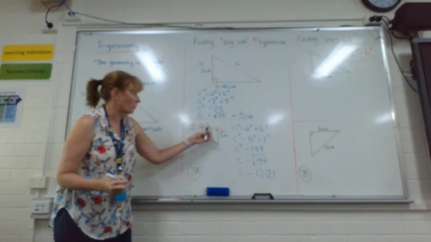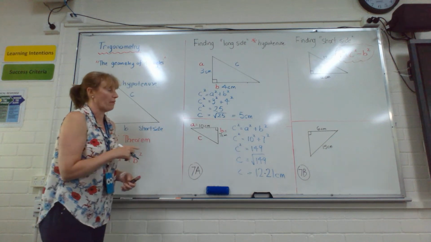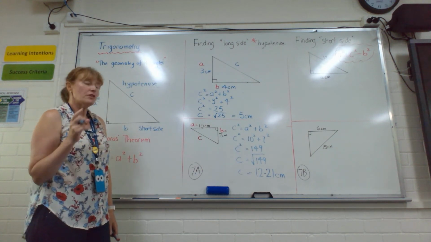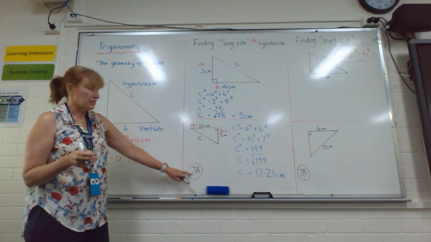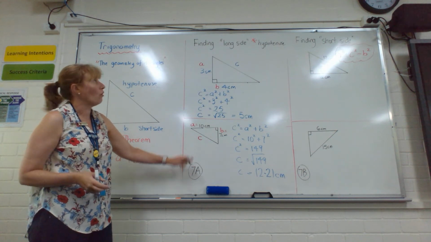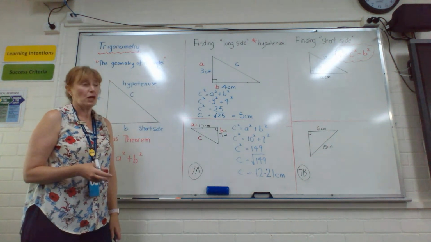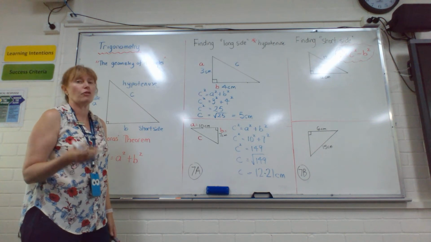And the question has a unit of centimetres, so that's centimetres. So if you paused and did that by yourself and got that answer, well done. This is a good time to stop the video and do the questions that I've set from 7A. The questions there all involve finding the long side, the hypotenuse, of a right angled triangle. When you've done the questions that I've set from 7A and marked them, make sure you got them right.